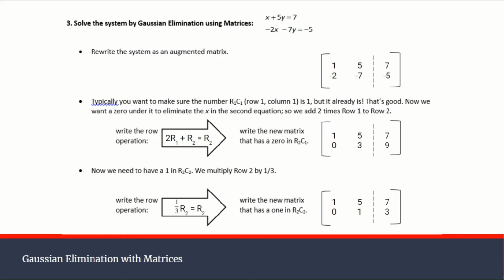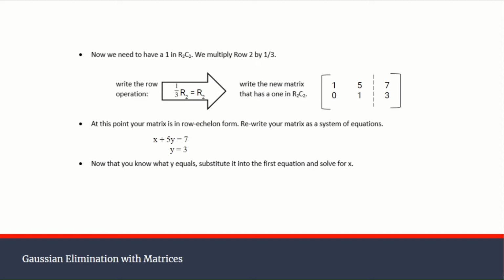Now remember, when you're doing these, you have to rewrite, because at this point you want to go back in and solve. You've got that y is 3, but you still have x plus 5y equals 7. Take your 3, plug it back in, or substitute it back into the equation above. You get x equals negative 8 and y equals 3, which you rewrite as an ordered pair.